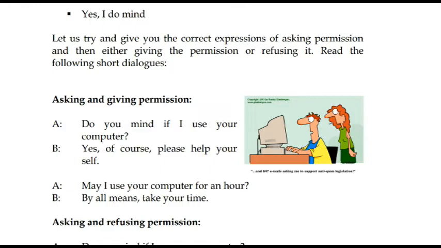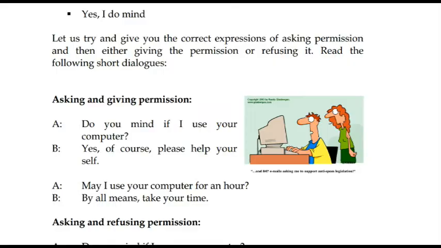In the dialogue written below, there are a few more expressions that you could use while seeking permission. So please read the dialogue with me. Do you mind if I use your computer? Yes, of course, please help yourself. It means that yes, you can do whatever you wish to do.